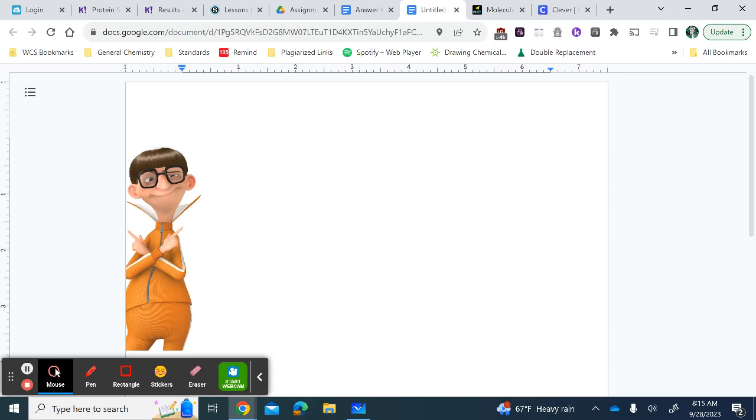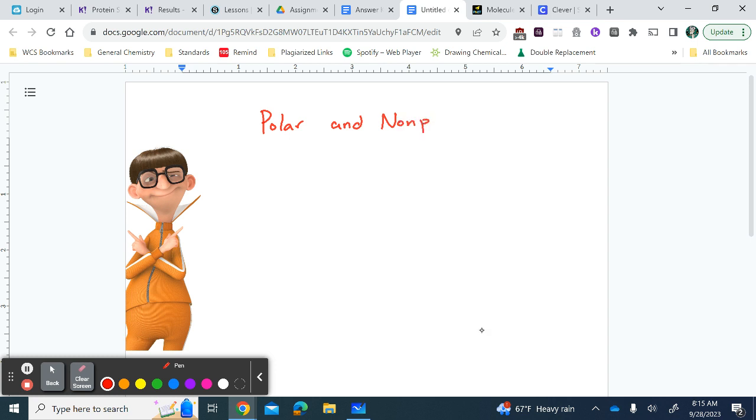Hey y'all, today we're going to discuss polar and nonpolar bonds again. We talked about these a little bit last unit, but we're just going to expand on that a little bit and figure out how these Lewis dot structures and how these geometries can relate directly to something being polar or nonpolar.